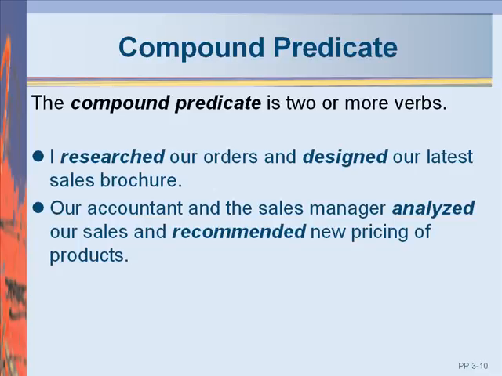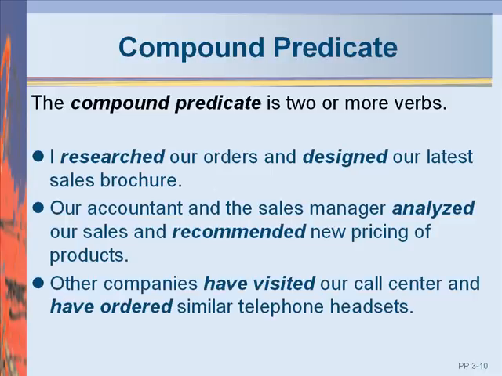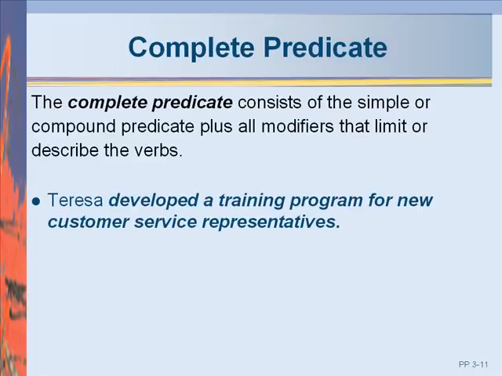Now this particular sentence has a compound subject and a compound predicate. The compound subject is accountant and manager. And what are they doing? They analyzed and they recommended. So compound subject and a compound predicate. In this sentence, we have a simple subject. Can you see it? Companies. And we have two predicates, and they both have a helping verb, have visited and have ordered.